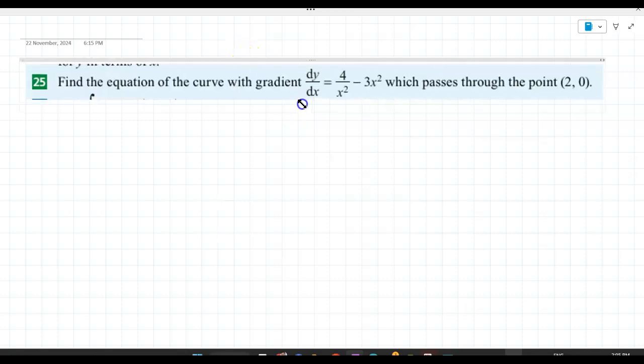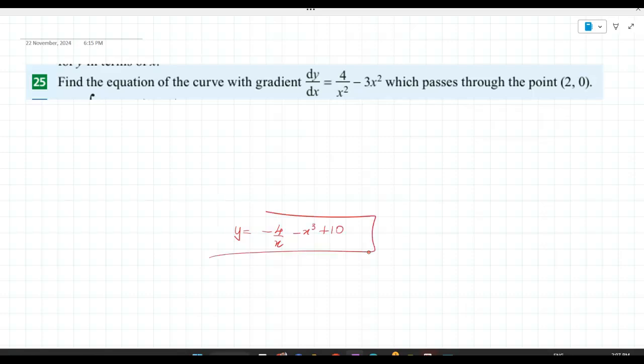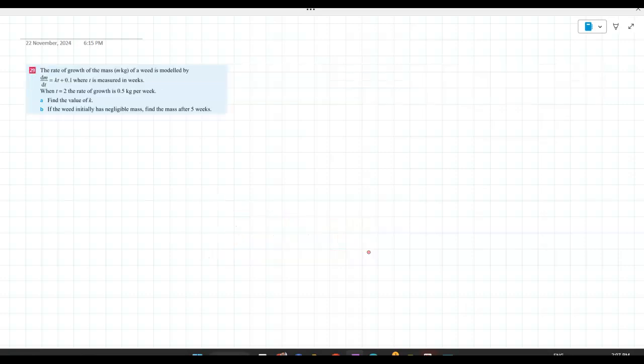Now they can also give you like this: minus 4 over x minus x cube plus 10. So don't leave your answer as plus C, C ka value. That's not what you've been asked for. So you lose 1 mark.